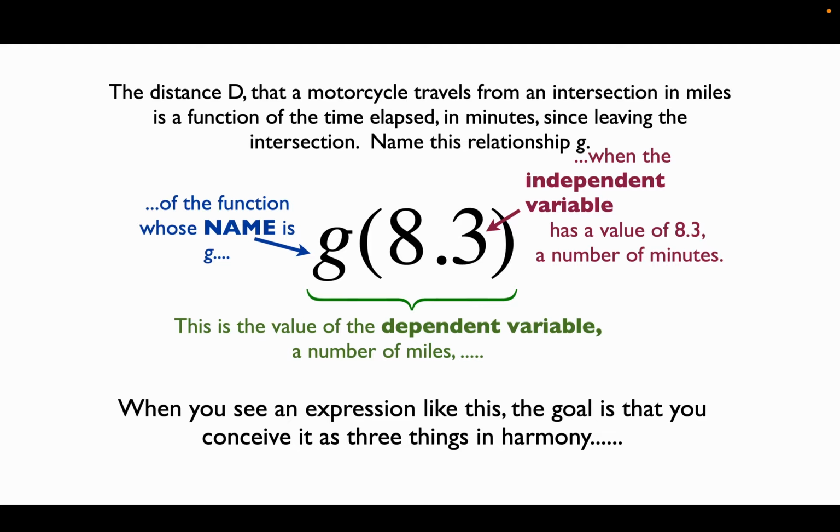So this symbol on its own, G of 8.3, doesn't mean you have to compute something. It can also just be a placeholder for a computation. It can tell somebody else looking at this, I want to reference how far the motorcycle's traveled after 8.3 minutes. I don't want to compute it right now. I don't want to worry about the formula for it. I just want to talk about it. So I'm going to write that down.